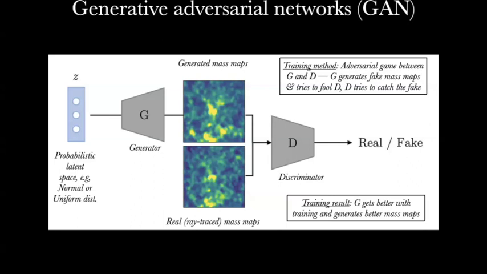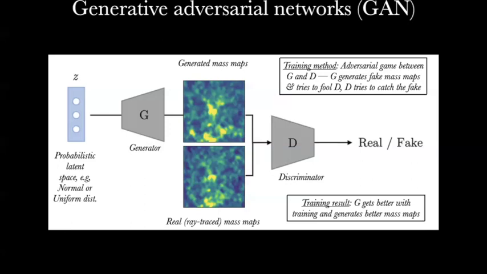And when you set up the training as a competition between the generator and the discriminator, at each iteration, the generator starts getting better and better. And the discriminator then finds it difficult to distinguish between a well-generated map and a real weak lensing map. So in the end of the training, the generator ends up producing mass maps which are exactly similar to the simulation maps that are fed into the discriminator.